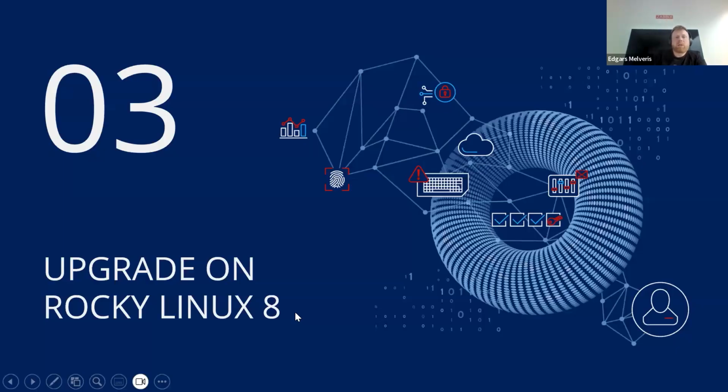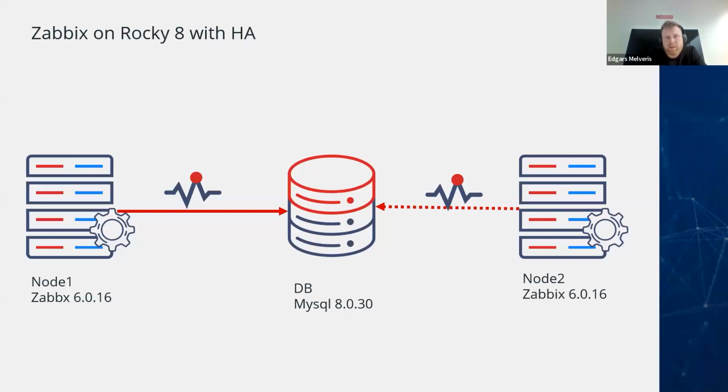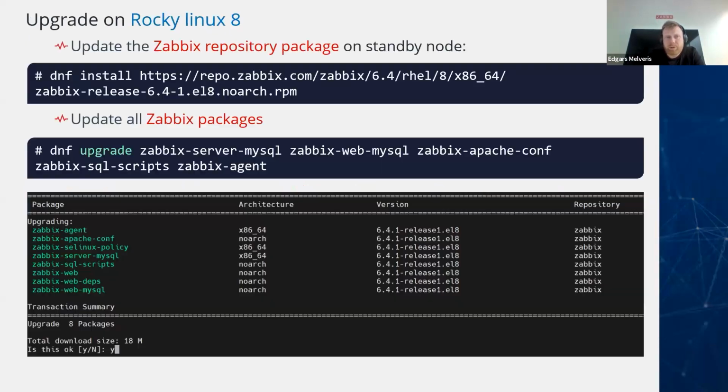Okay, now let's look at a bit more complicated version. In this case, we have Zabbix running on Rocky Linux 8, and we have the native high availability introduced in 6.0 running here and one DB node. Okay, so how to do this? First part I'd like to start with is updating the standby node. So you can check which node is currently active, go to the standby node.